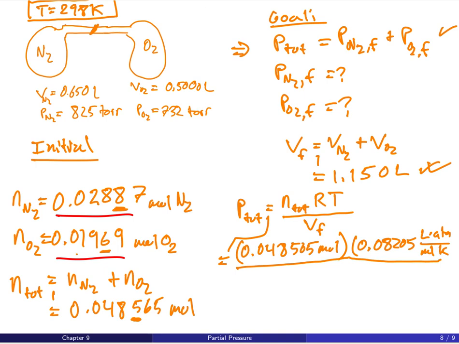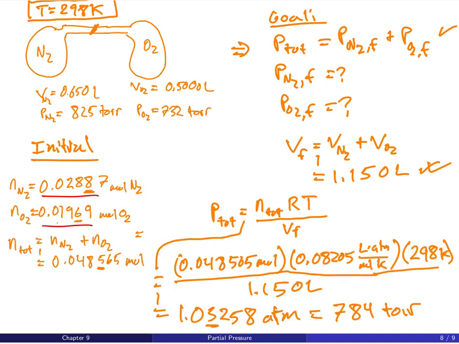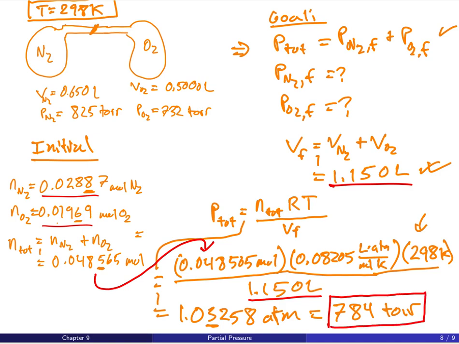Okay, so I'll move it over a little bit. And so we plug in our fixed temperature of 298, take that final volume that we determined by just adding the volume of the two different bulbs together because they're now connected, and then plug in that final total number of moles of both gas molecules. Put it all together, we get a value of 1.03 atm or 748 torr.